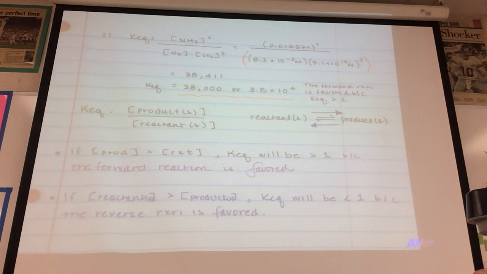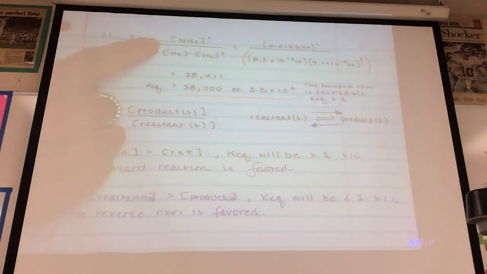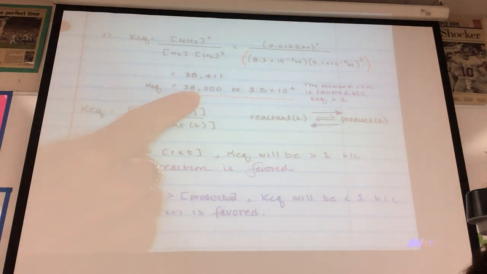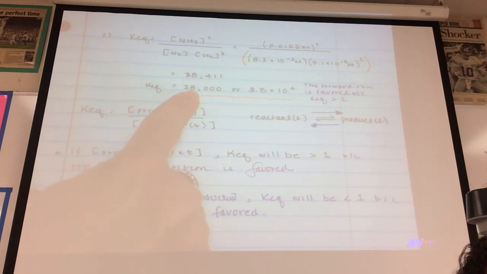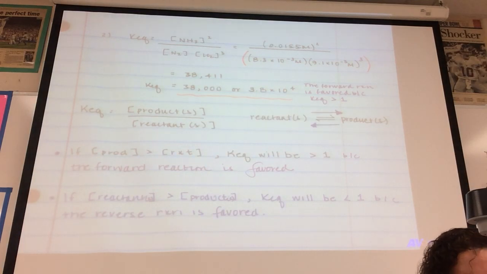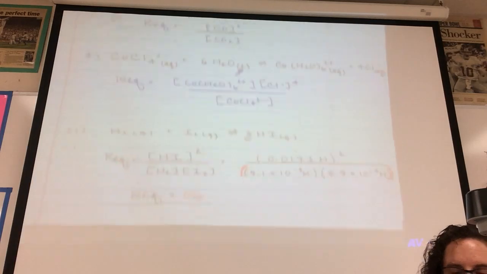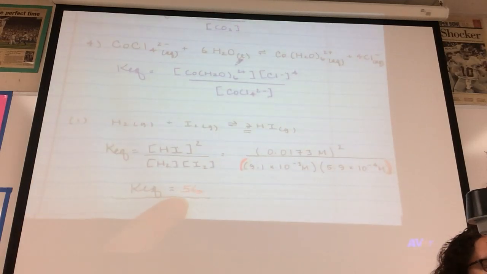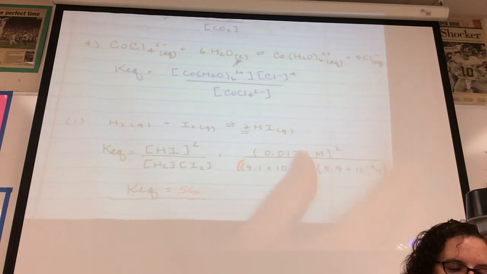So on your quiz, I'll have you write a KEQ expression, I'll have you solve it, and then I'll ask, is the forward or reverse reaction favored and why? And you would indicate in this one the forward reaction is favored because KEQ is greater than 1. What about on the previous problem we did where we had a KEQ of 56? Would the forward or reverse reaction be favored? Forward because KEQ is greater than 1.